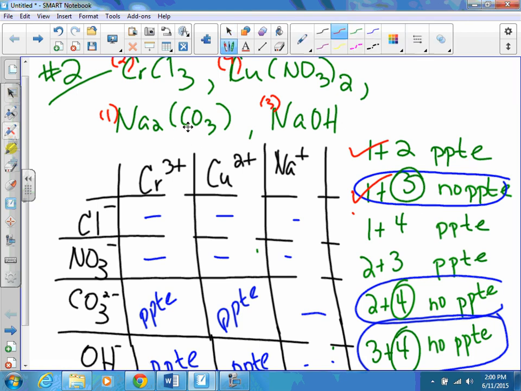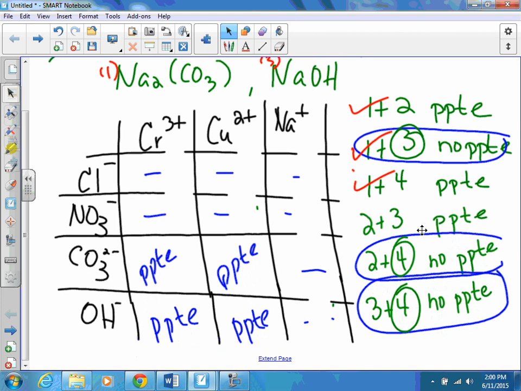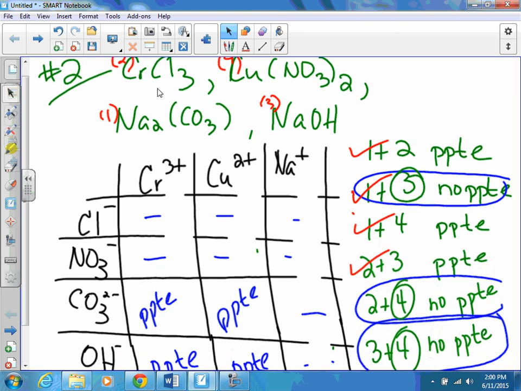Do 2 and 3 precipitate? Yeah. So 2 and 3 form a precipitate, so that's correct. Do 2 and 4 not form a precipitate? 2 and 4, do they precipitate? CrNO3? No. And NO3Cr. Okay.